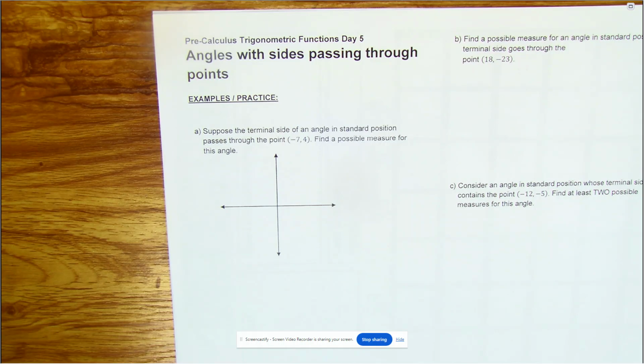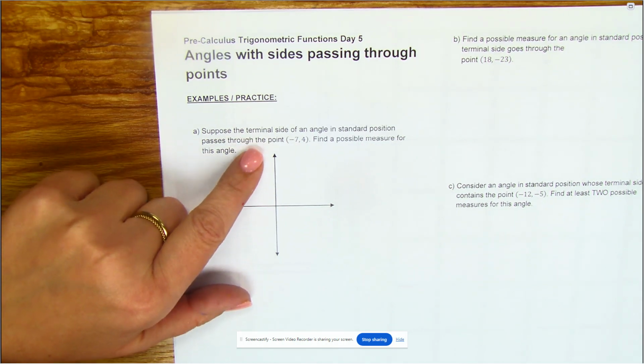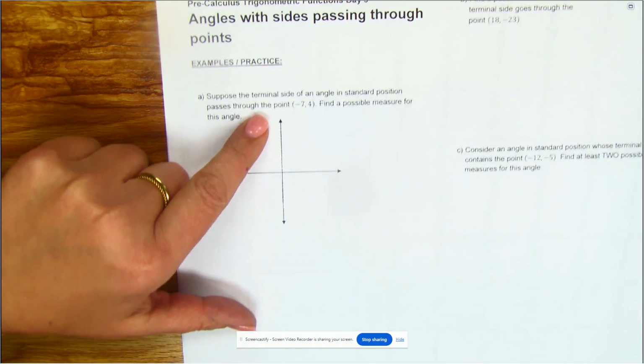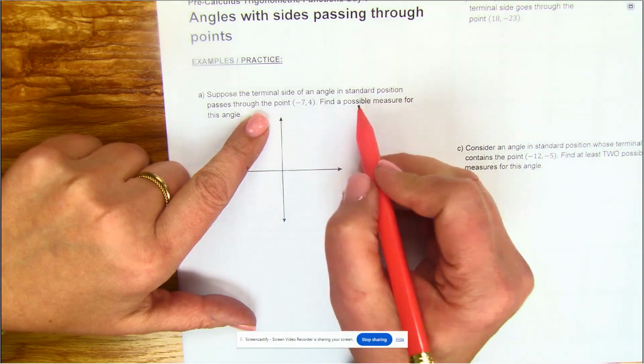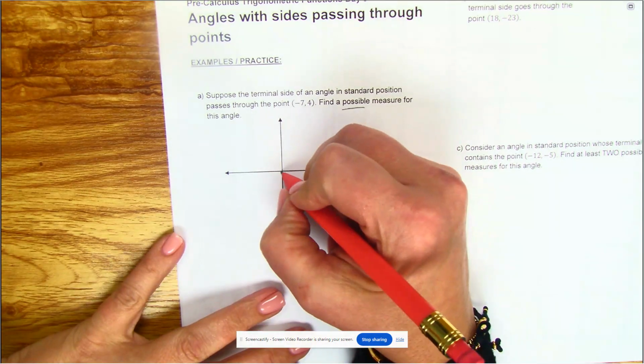Let's get to it. Suppose the terminal side, so where it ends, of an angle in standard position passes through the point -7,4. Find a possible measure for this angle. Possible because we know from today that there's an infinite number of coterminal angles. So let's go plot that point.